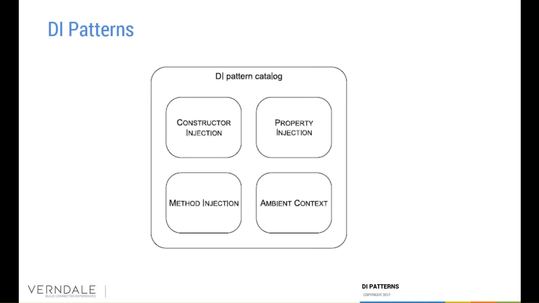Ambient context is, suppose some dependency is used by many classes, in that case we can create a static accessor for the dependency, which makes it reachable for all the clients. But ambient context is more used for cross-cutting concerns. If you want to use security or caching or logging, then we use ambient context, but it is a rarely used pattern. Now we have seen the basics of how we implement it.